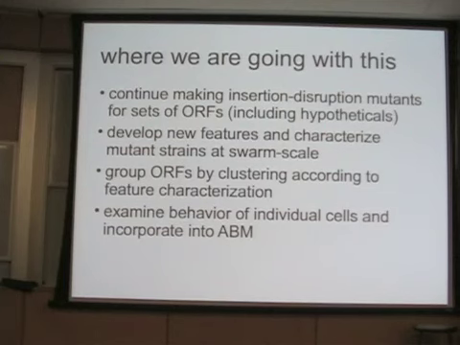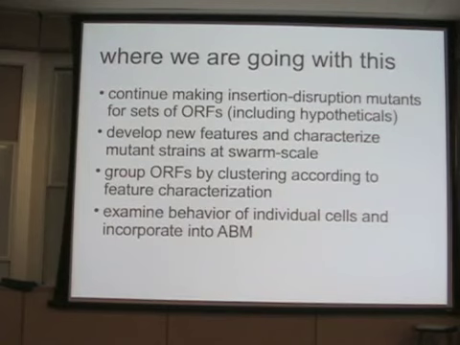Then we're going to start grouping the open reading frames, the mutants, by clustering them according to feature characterization. This sort of comes at it the way that I saw people dealing with microarray data. We just went through a lost half-decade where every molecular biologist was trying to cluster microarray data. But the clustering was actually interesting because it didn't have to be just expression data. You can cluster just about anything. So essentially we're going to develop a feature set for each one of these mutant strains and then cluster the mutants that we characterize based on this set of features.